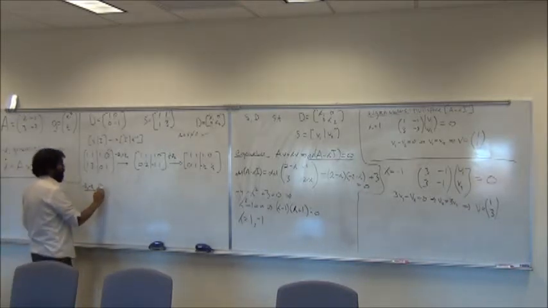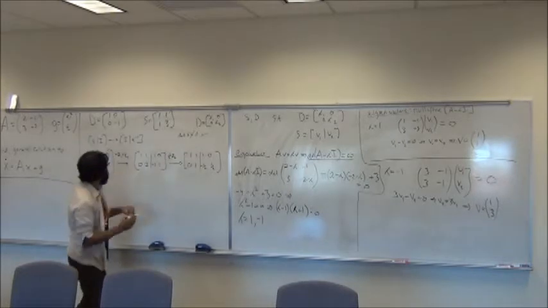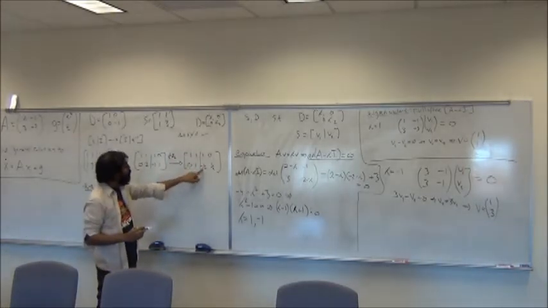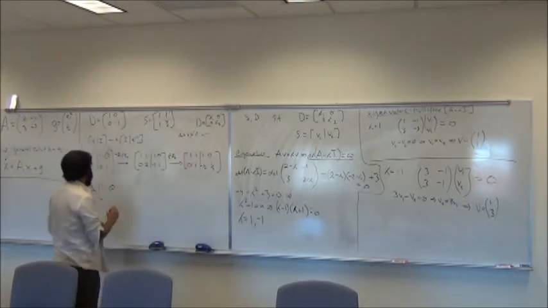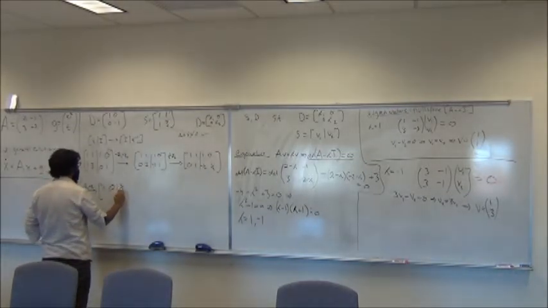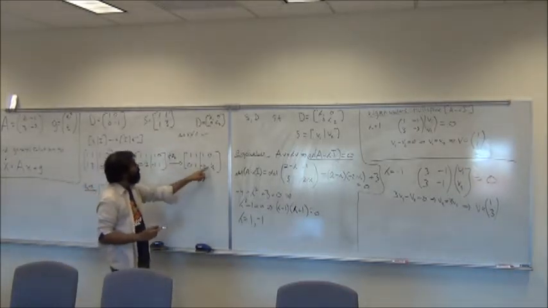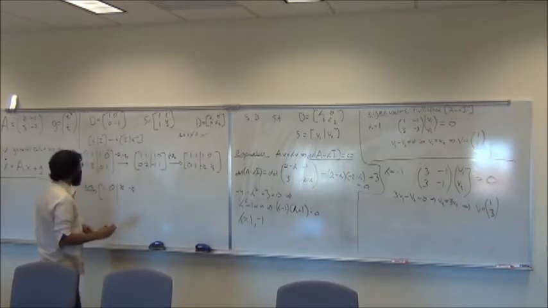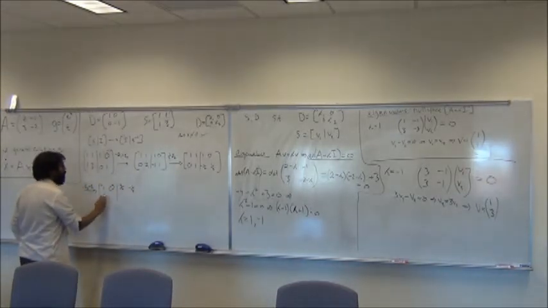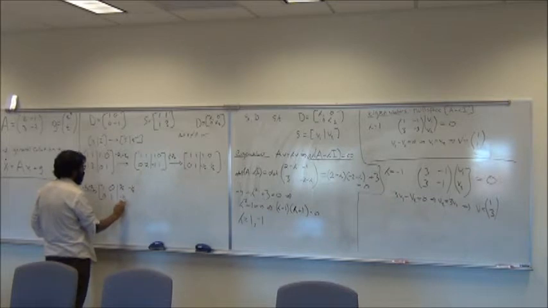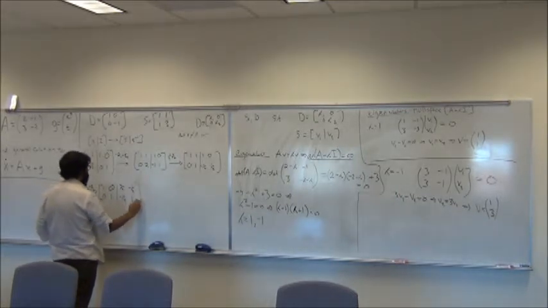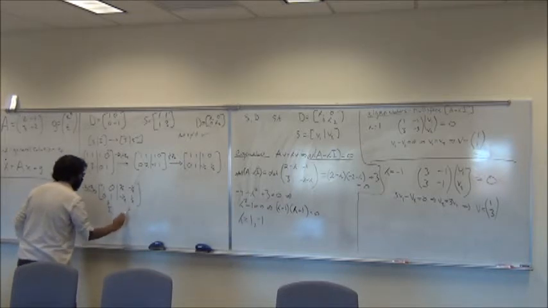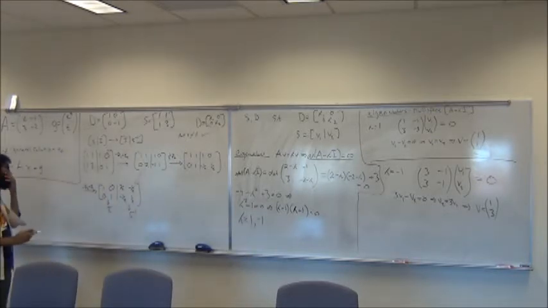Okay, so I get 1 here, and subtracting 1, this becomes 0. So this becomes adding plus 1 half to 1, so I get 3 halves. And this becomes subtracting 1 half, so I get minus 1 half. And then here I have 0, 1, minus 1 half, 1 half. Okay, so now this is identity, and so this is S inverse.